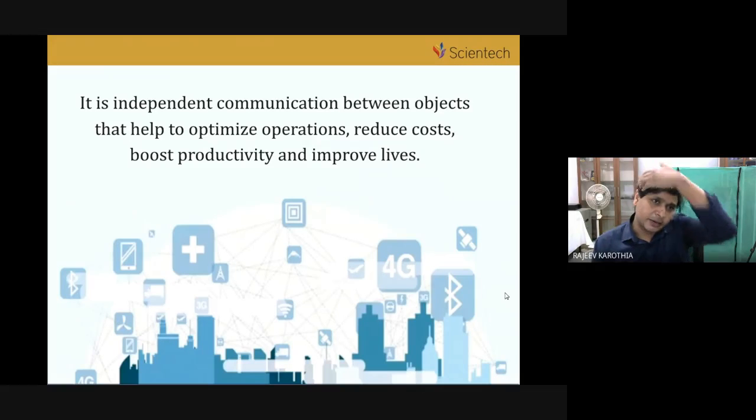So basically IoT is an independent communication between objects that helps to optimize operation, whatever operation or process we have to optimize. We have to reduce the cost, and the most important is to boost productivity and improve lives. That is the motto of this IoT. With this, whatever process or application you are going to build gives you benefit in terms of productivity and cost reduction, and it will improve your life.